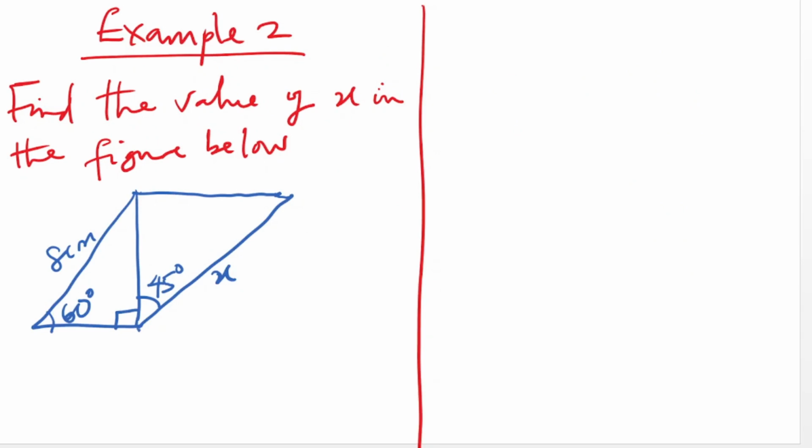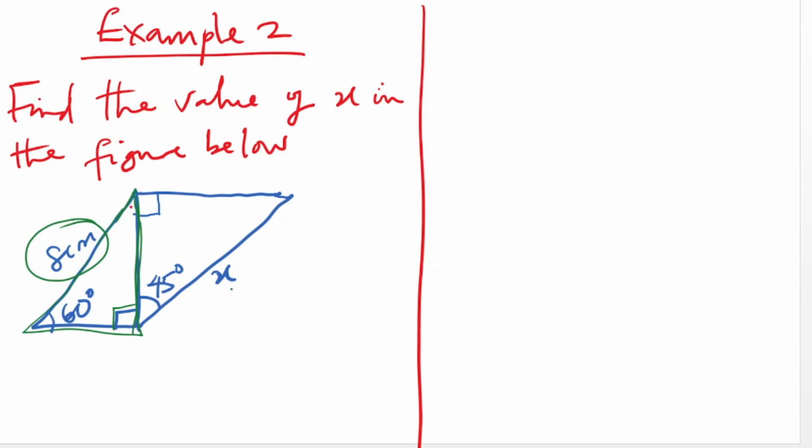In this example 2, we have find the value of x in the figure below. If you look, there is a right angle here, and we have another right angle here. So we have what we are looking for. If you look at the first triangle we have, this triangle, it's a right angle triangle. So we have 60 degrees, we have 45 degrees. You can see the angles given there are special angles, right? Then we have this is 8 centimeters. So we cannot find the value of x without knowing this line here.